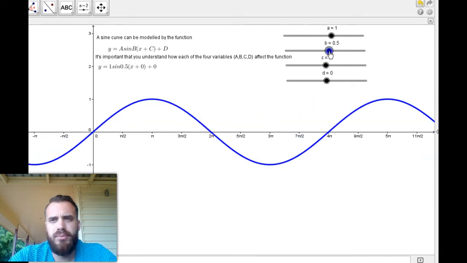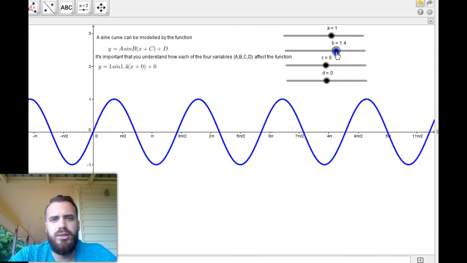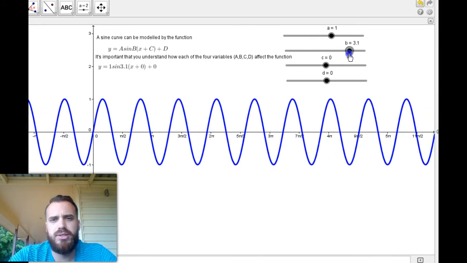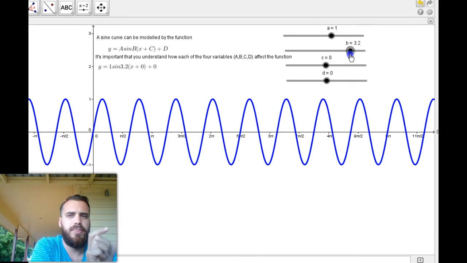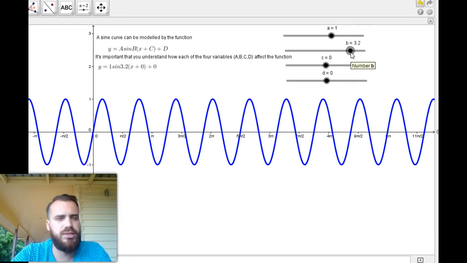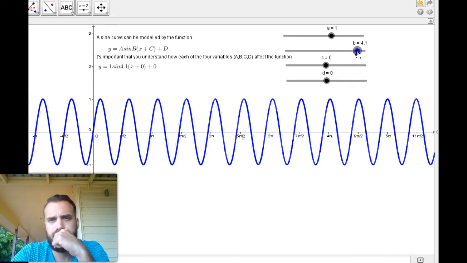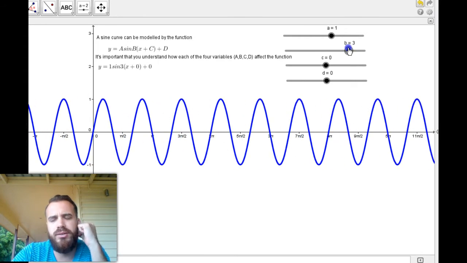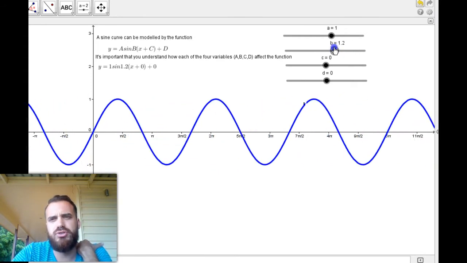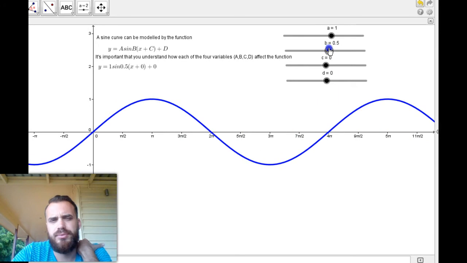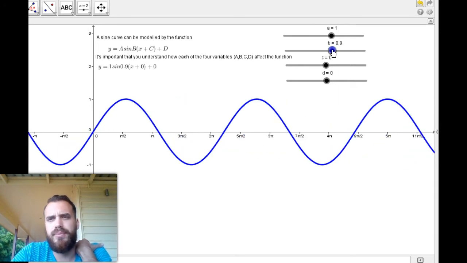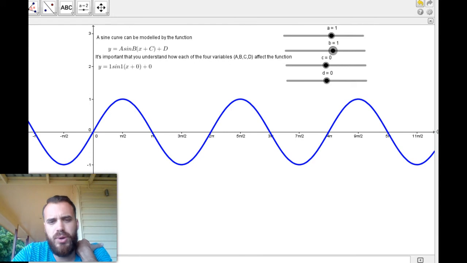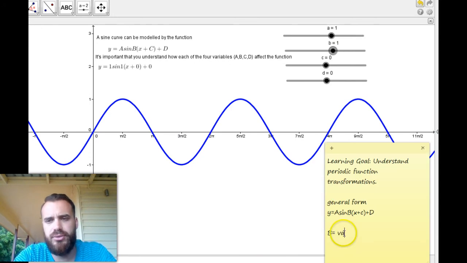So if we create a B value greater than 1, you can see that it squashes up our sine curve. It squashes it this way. We can call that the frequency. It creates a larger frequency. And if we go below 1, somewhere between 0 and 1, you can see it stretching out. Okay, so that's one piece of the puzzle. We can say that the B value controls the frequency.